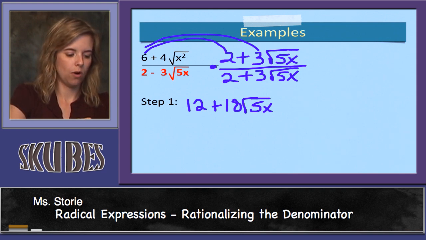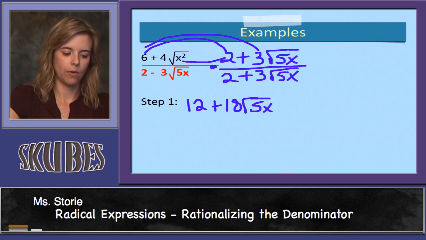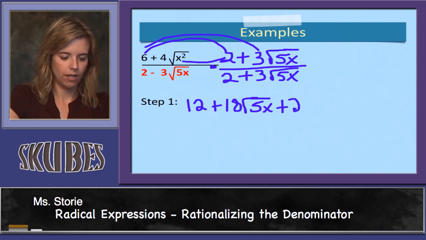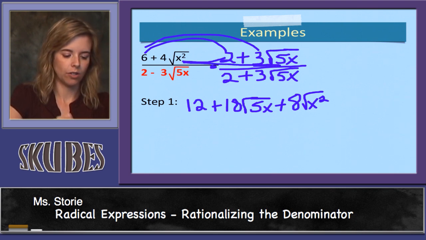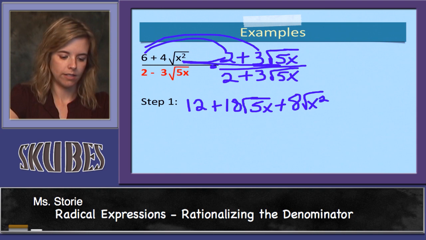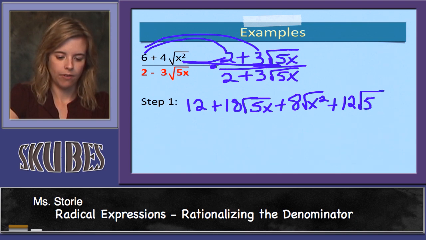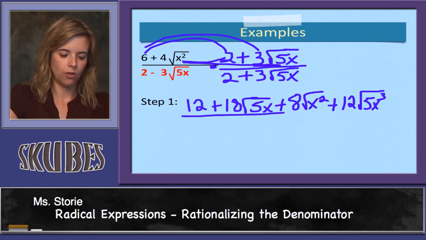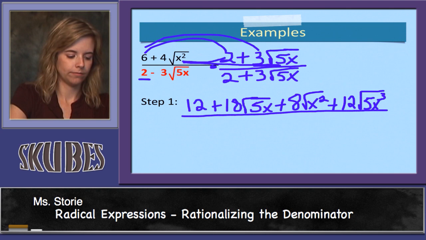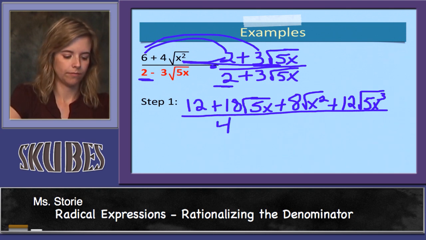And then we're going to have to take 4 radical x squared times 2. Still positive. So we have positive 8 radical x squared. And then we're going to take x squared times the last term, which is 3 radical 5x. So that's going to be another positive. 4 times 3 is 12. And x squared times 5x is going to be 5x cubed. And this is all going to be over 2 times 2 is 4.